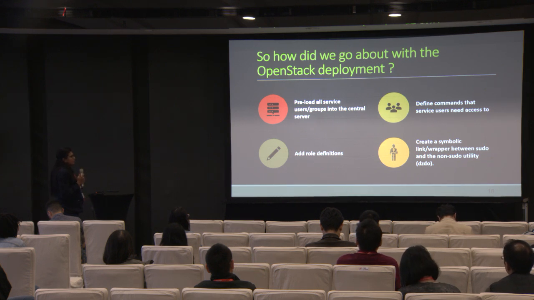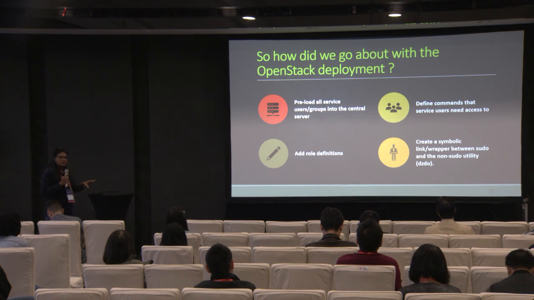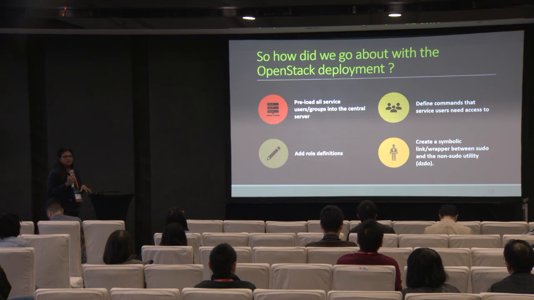So the first step was to figure out all the users and groups, and the second step was all the sudo dependencies that each of the services has. Like I mentioned, a lot of times it's not just the OpenStack dependency. There is also a lot of tooling that you build around it. So you need to figure out all the different commands that your unprivileged user needs to have access to. The third one was to go and add these role definitions into the Centrify server.